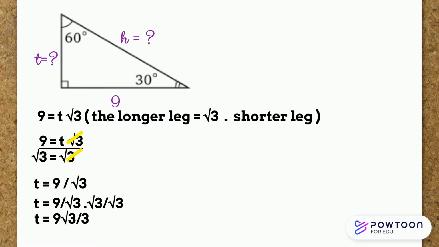And finally, since 9 is divisible by 3, we divide 9 by 3. So, 9 divided by 3 is equal to 3. So, our final answer is 3 square root of 3.